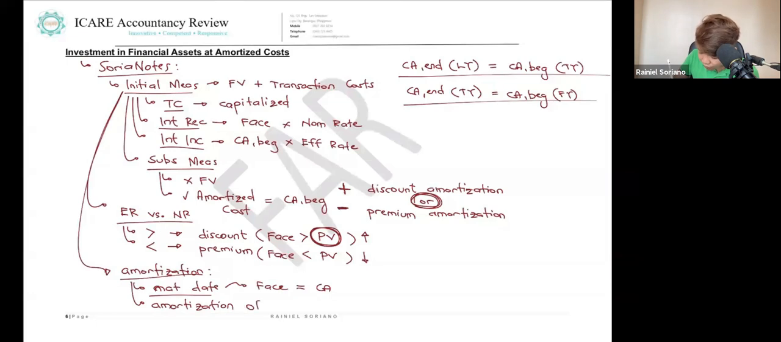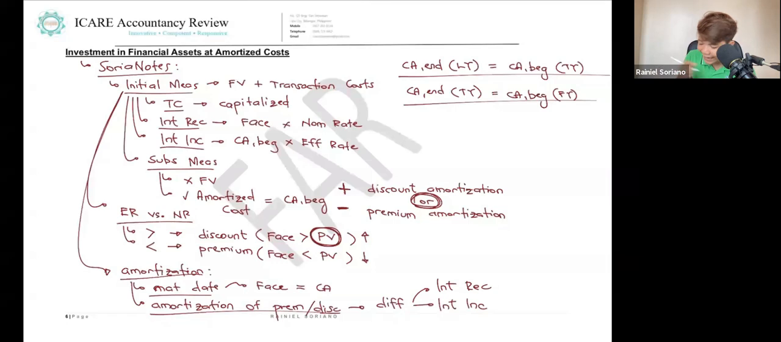How to compute amortization of premium or discount? Paano yan? Well, pareho lang po yung computation. Amortization of premium or discount is actually just the difference between interest received and interest income. Again, ito lang naman yung pinagkaiba ng interest received at ng interest income natin. Okay? Because once again, as discussed a while ago, magkaiba po yung interest received at yung interest income natin. So yung difference ng dalawa, yun yung tinatawag natin na premium or discount amortization.